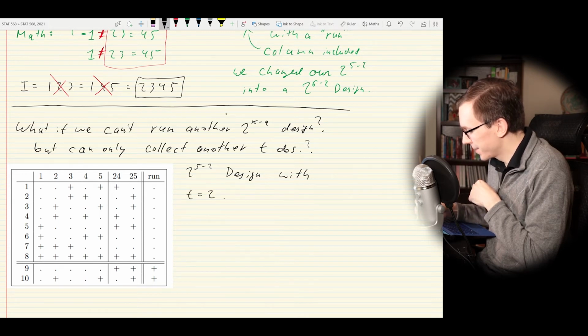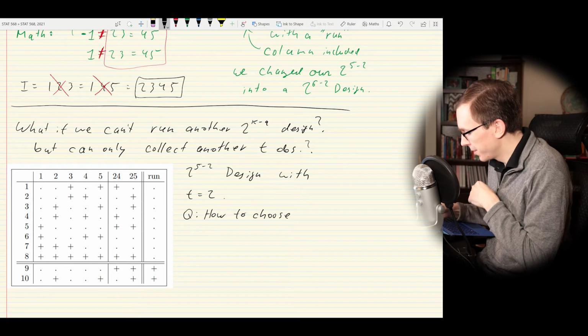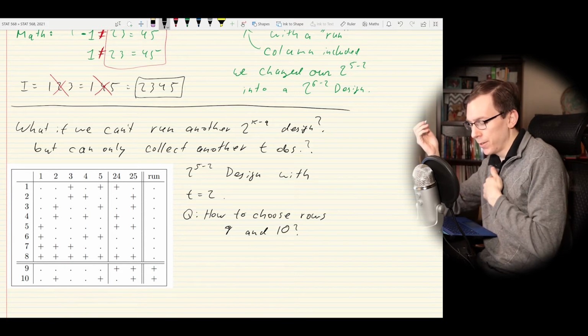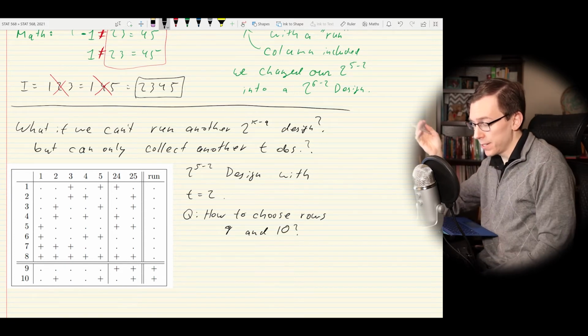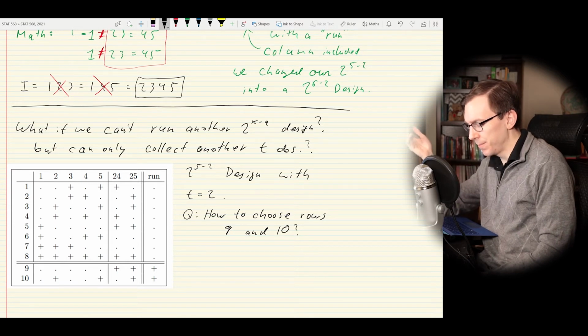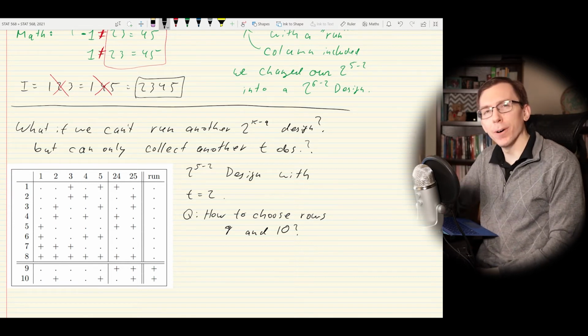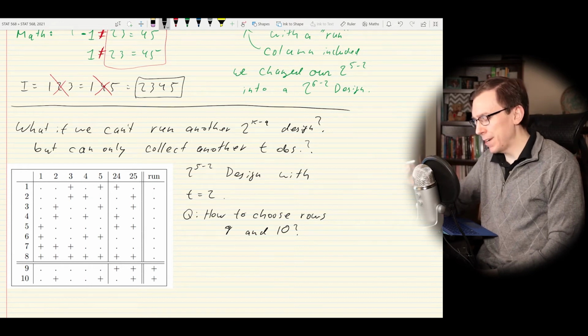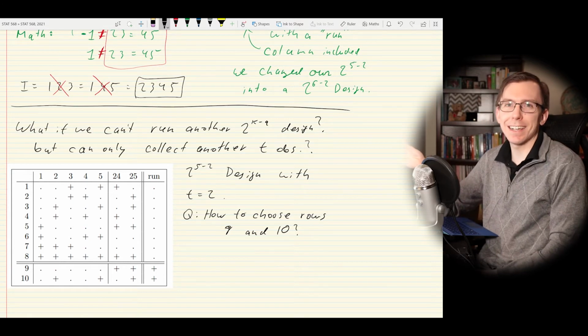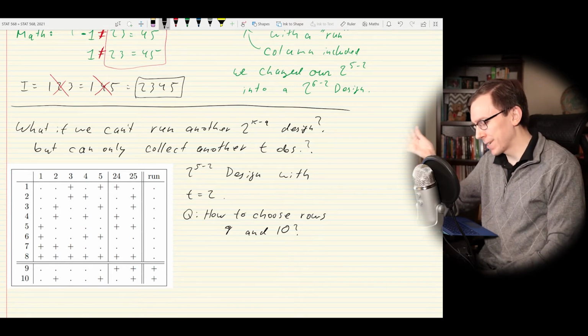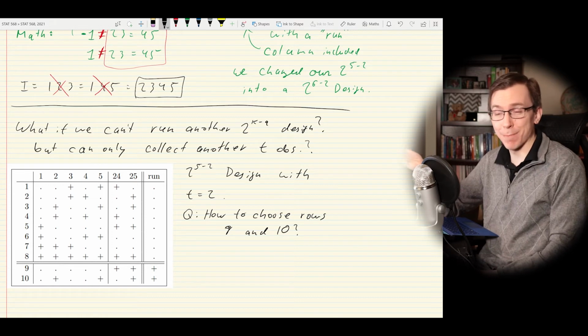So the question is how to choose rows 9 and 10. Now I have 2 rows filled in here, but the question is, how in the world do we choose what to test for 9 and 10? Because remember, every row is a treatment here. The treatment is a set of factor combinations. So again, if 1 through 5 is a cocktail of drugs that we're handing to some participant, I need to know which drugs to hand to the participant.